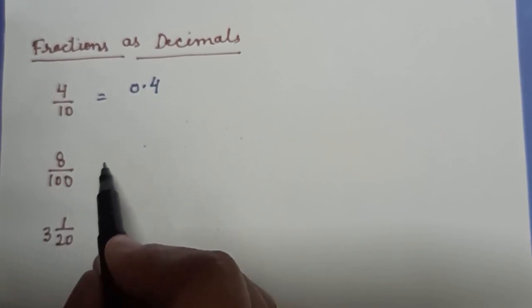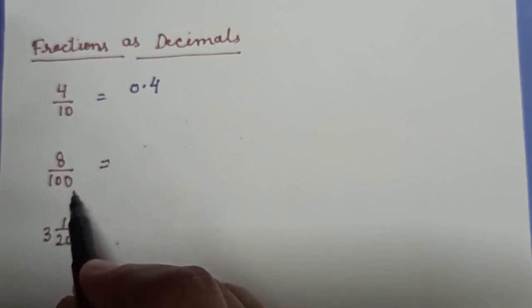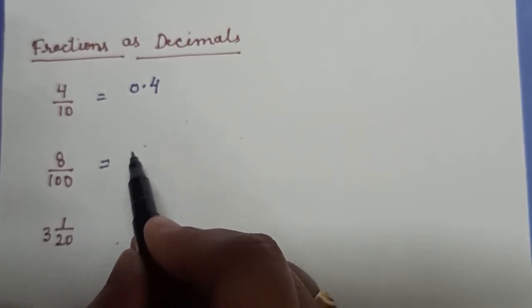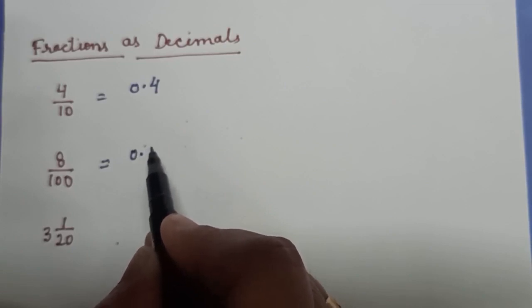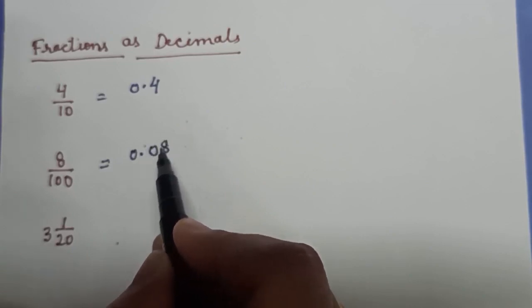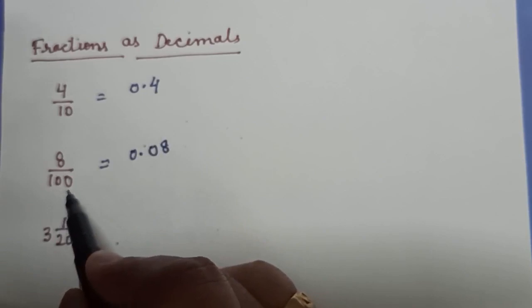Second number, 8 on 100. 8 on 100 means in the denominator we have 2 decimal places. It means when you convert it into decimal, it will be 0.08. Why 0.08? Because in the denominator there are 2 zeros.